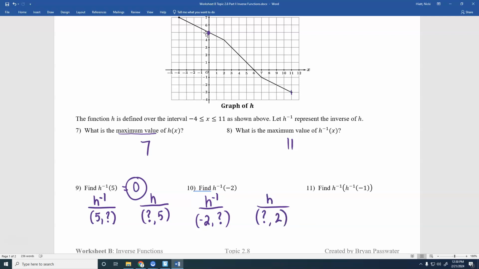Where does my Y coordinate equal 2? Oh, I'm sorry. It should be a -2. Where does my Y coordinate equal -2? Right there. So that would be 9.